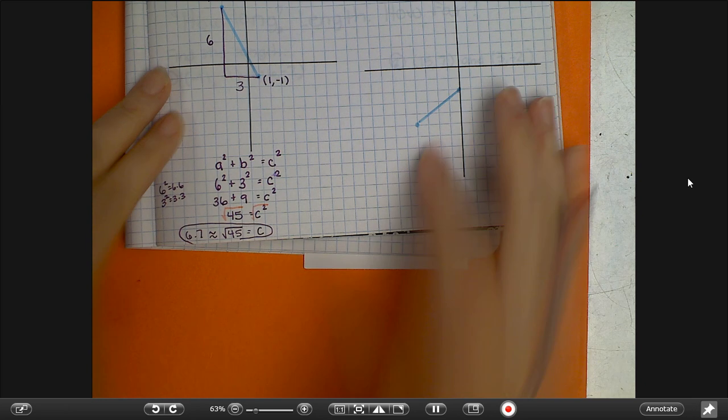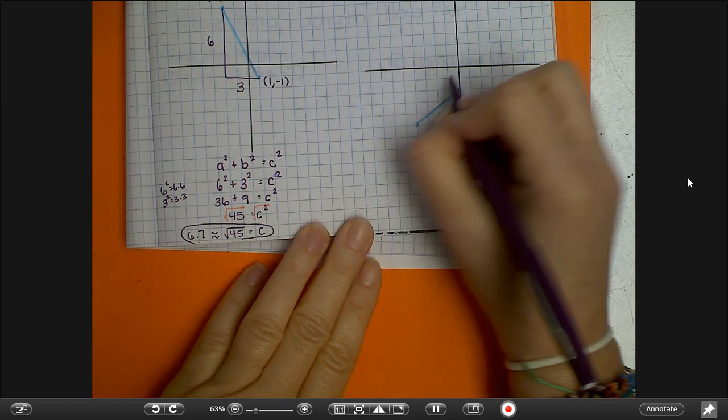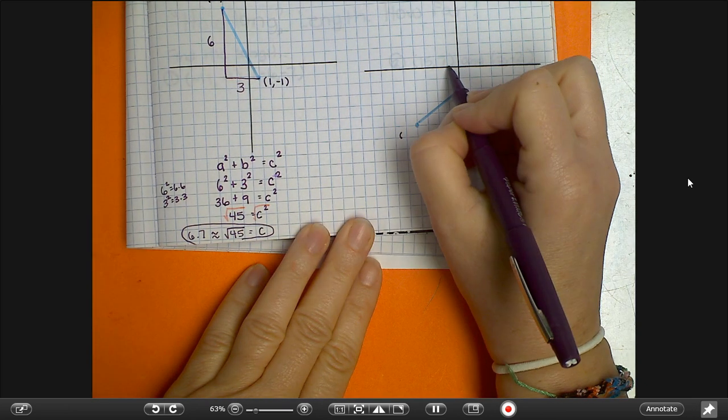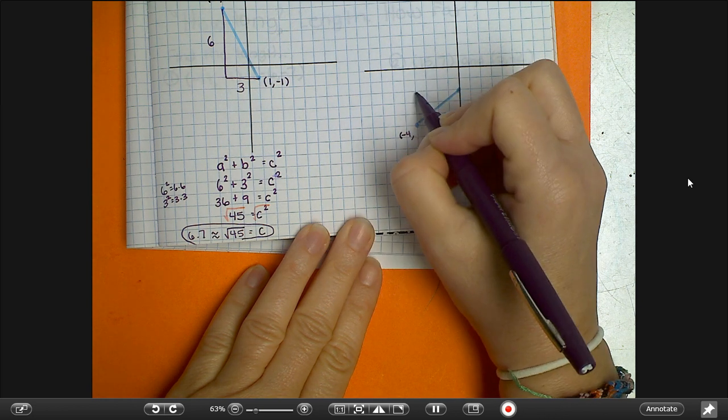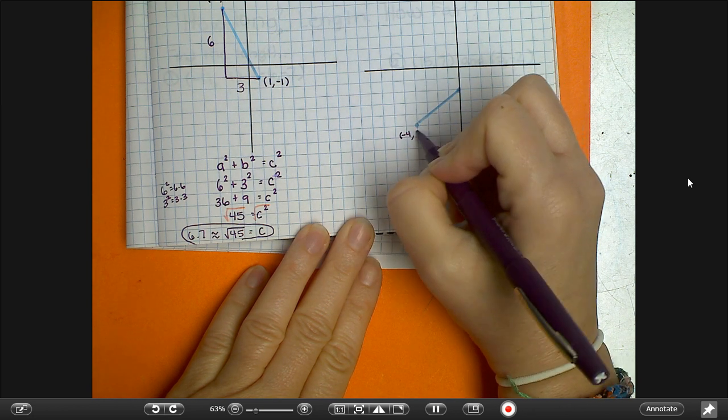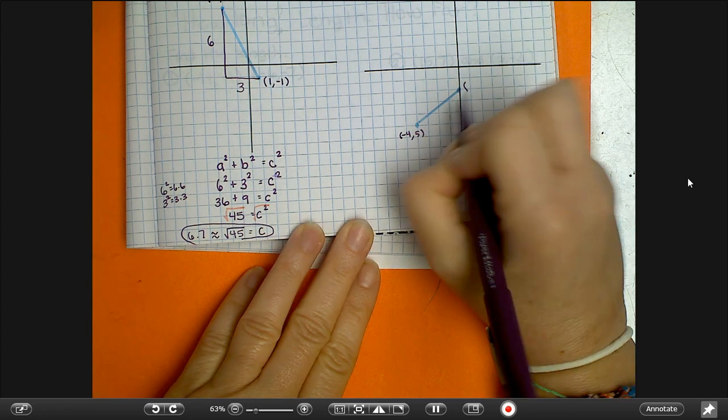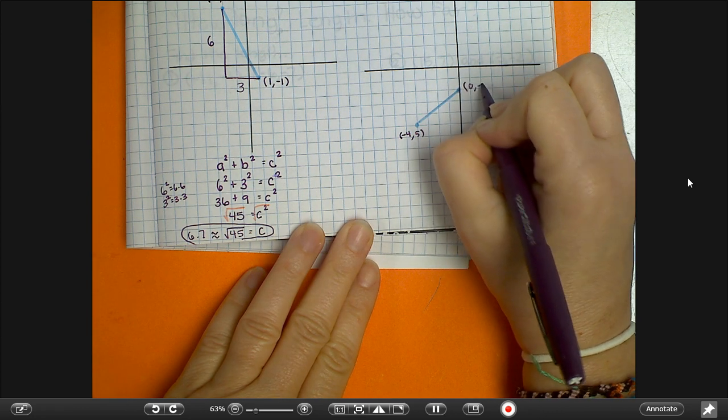All right, let's do it again for this segment. First, we'll find our coordinates. So -1, 2, 3, 4, down 1, 2, 3, 4, 5. And this one is 0, -2.